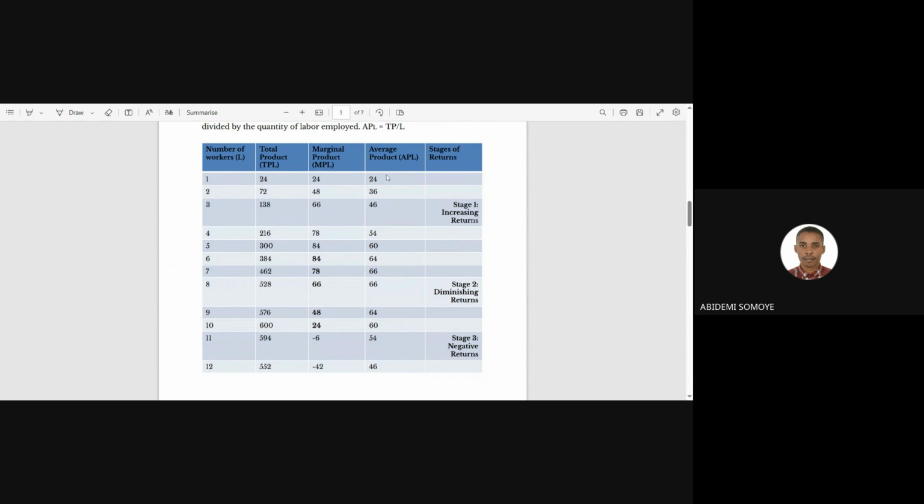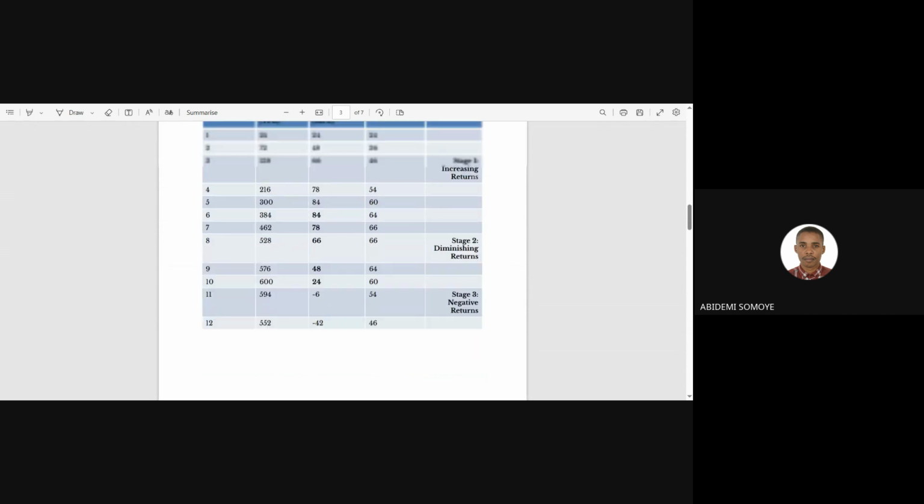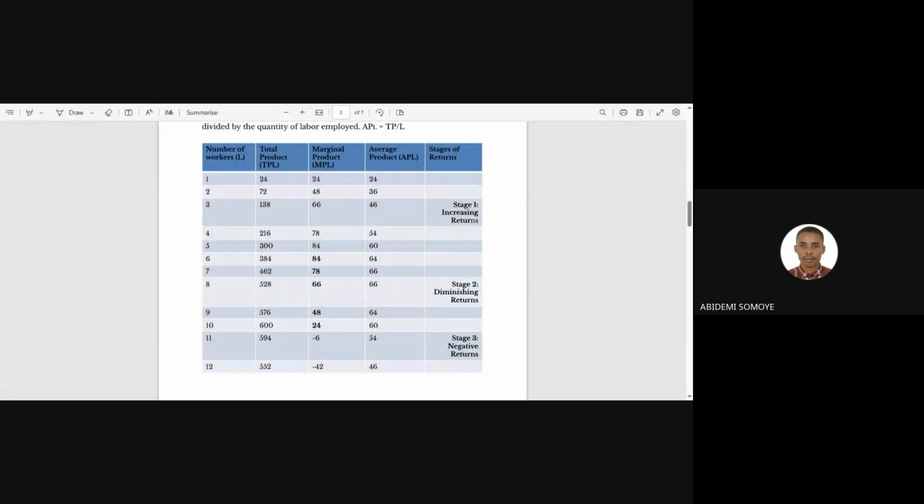And how do we get our average product? Remember, I said total product divided by number of workers. So 24 divided by 1, 24. 72 divided by 2, 36. 138 divided by 3, 46. 216 divided by 4, 54. 300 divided by 5, 60. 384 divided by 6, 64. And like that. Is it clear, guys? Is that aspect clear to you, how I found the marginal product and the average product? Yes, sir. All right.